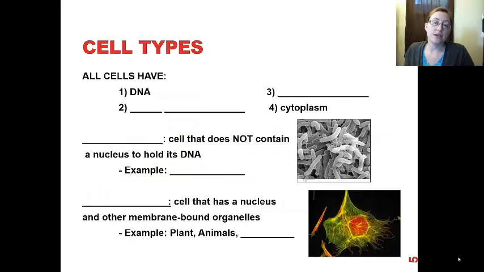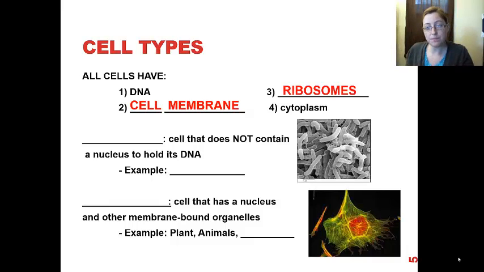When we look at cells, regardless of what cell type you have, whether it's simple or complex, whether it's large or small, all cells generally have DNA. They have some sort of a cell membrane or a boundary going around the outside. They have a cell part that is called a ribosome, and we'll get into an explanation of that in a second. And also they have a gooey substance inside of them, mostly water-based, called cytoplasm.